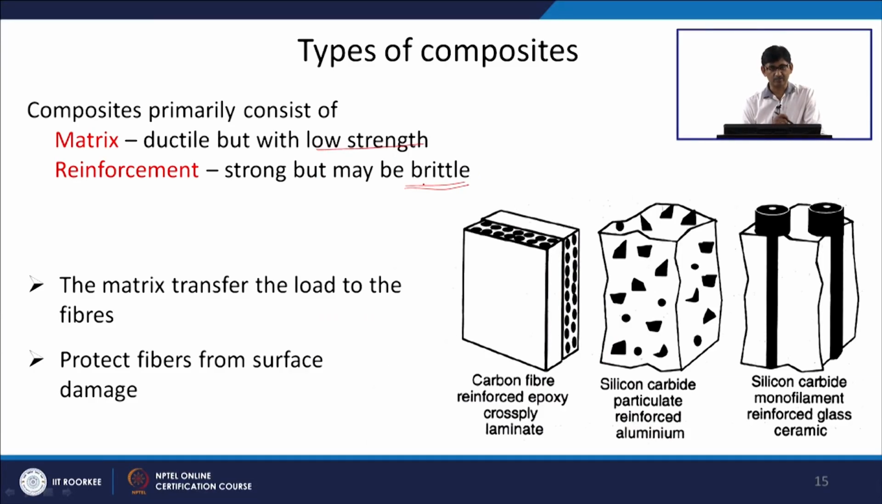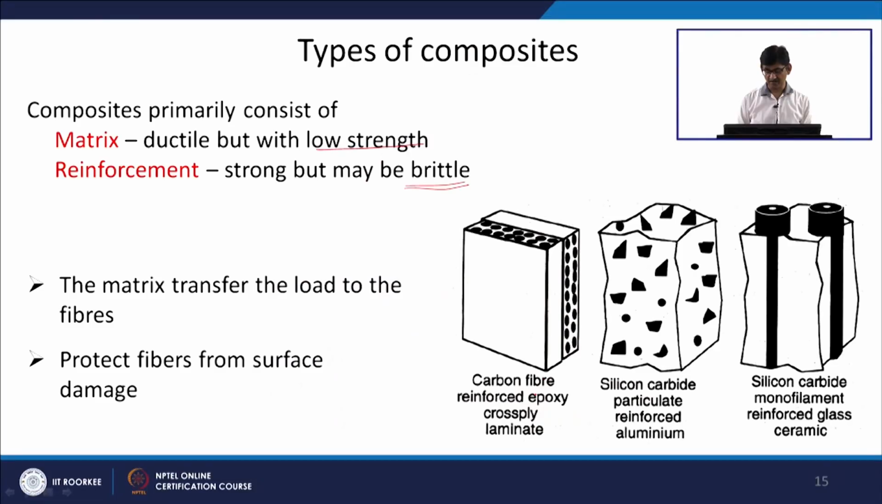The reinforcement, in this case, can be strong, but it may have a brittle nature: though it may be strong, it may be brittle. So you are combining two different sets of properties here: one has a ductile nature and low strength, the other has a brittle nature and high strength. By combining them, the composite will give you properties which are a combination of both, and it can give you much better mechanical properties.